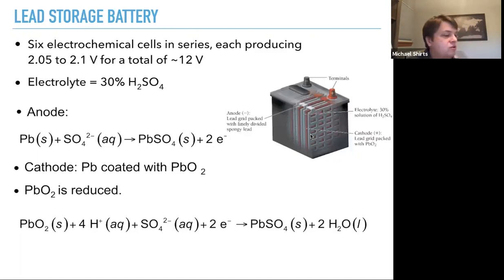And so they're set up with a lead grid and a finely divided spongy lead. So there's a lot of surface area, and you can get a lot of electrons going at a given time. Increasing the surface area doesn't change the voltage, but it does increase the current you can get out, because you can get more electrons going through if there are more reaction sites for this to happen.